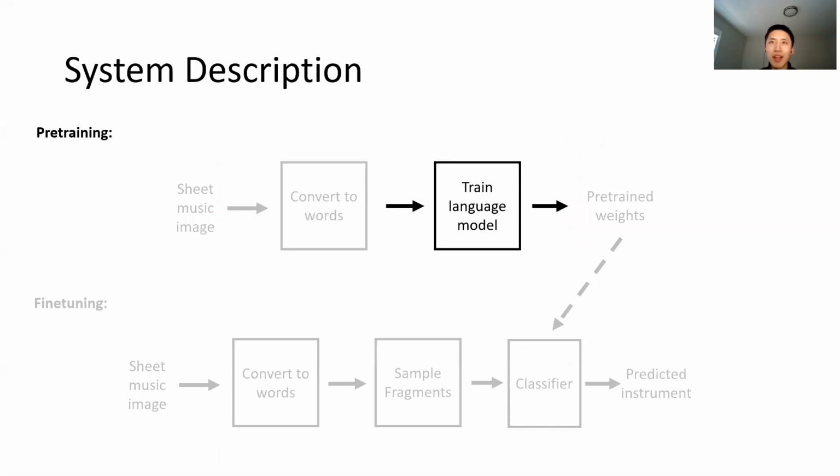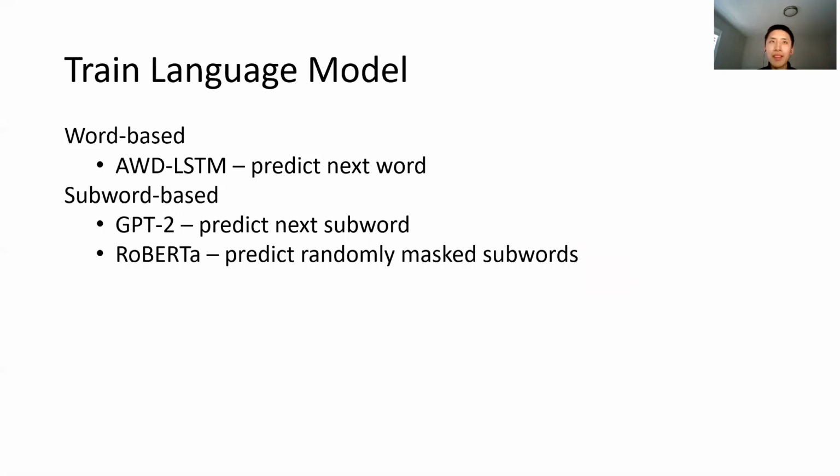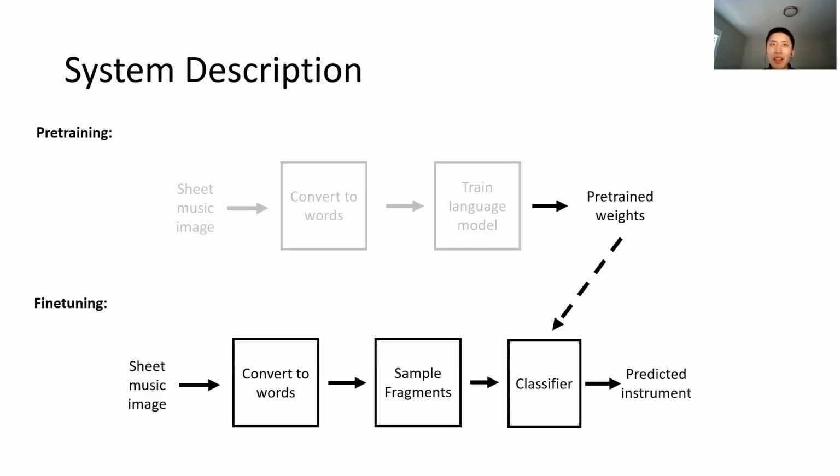The second step of pre-training is to train the language model. In this step, we have two different types of models. Our word-based model is AWD-LSTM, which is trained to predict the next word in the sequence. GPT-2 is the first subword-based model, which is trained to predict the next word in the sequence. RoBERTa is trained to predict a set of randomly masked subwords. The end result of pre-training is a set of pre-trained weights, which we use to initialize the classifier in the fine-tuning stage.